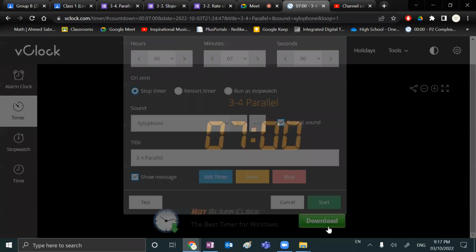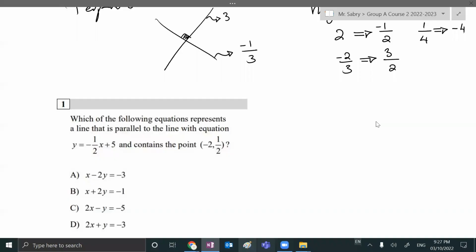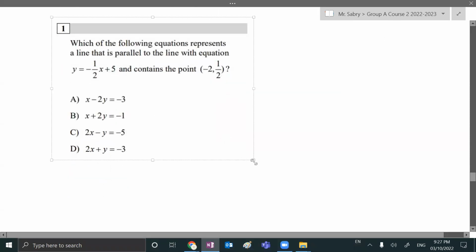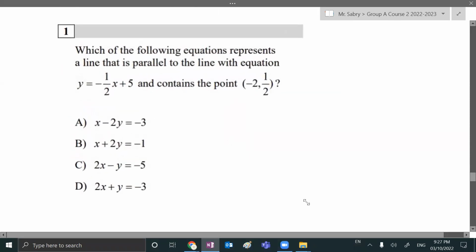Seven minutes start now. Let's see each question. I think this one started to become a bit harder than the previous ones. It's a combination of all the previous, okay?